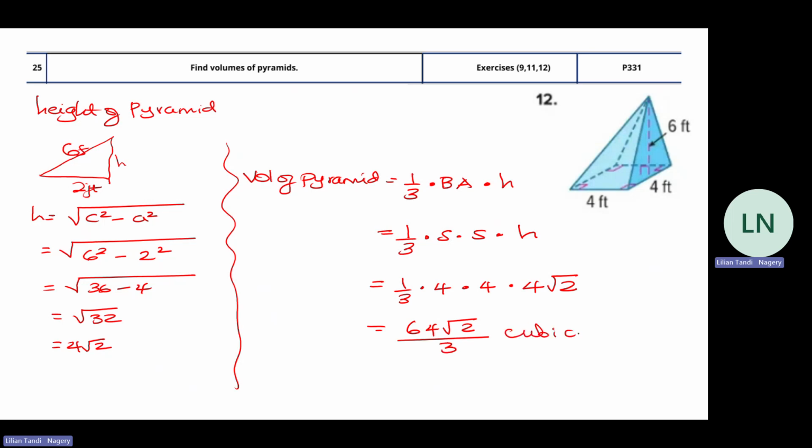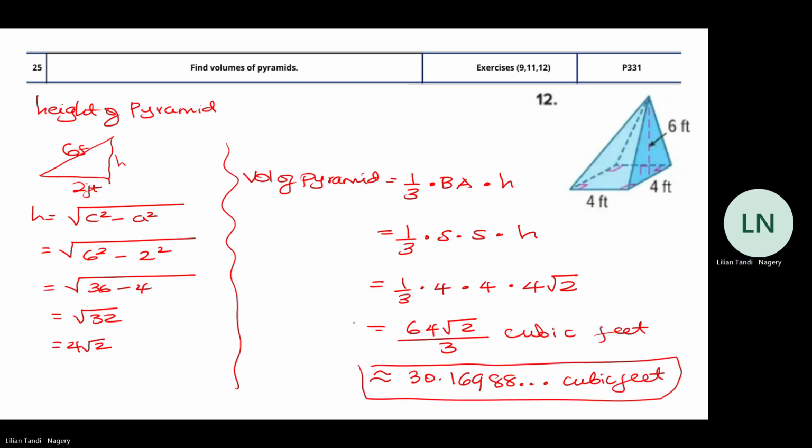And if they ask you to round, change it to decimal. So your decimal should be 30.19169, not 19, 16988. And then you round it according to the question. You box your answer. So your answer can either be these two, depending on how the choices have been written.